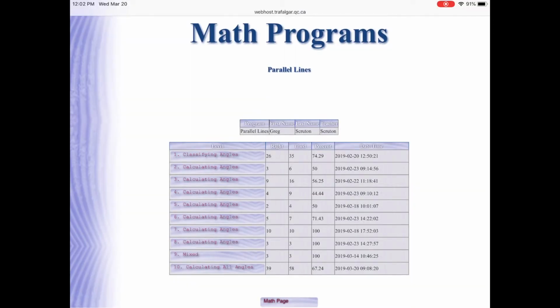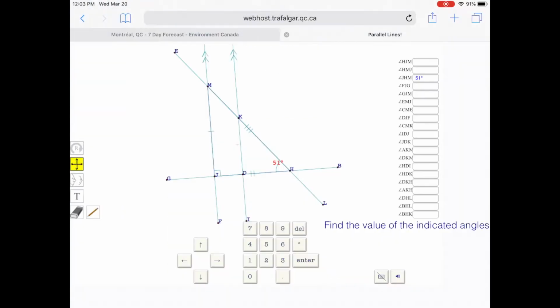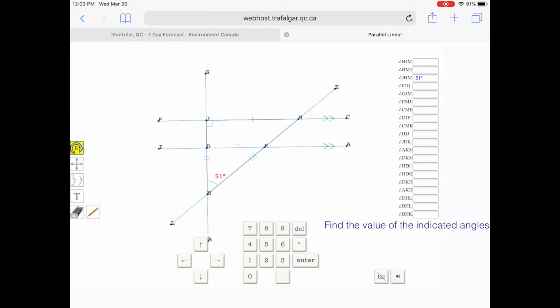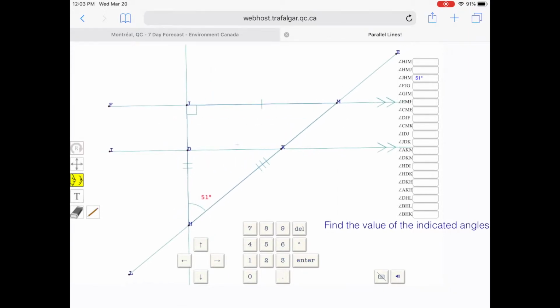On the iPad, I'm going to be looking at a level 10 example. I'm just going to rotate my shape to make my parallel lines horizontal. You don't need to do that. I'm also going to stretch my shape a little bit, just to make it easier to work on. I'm using the iPad. I'm going to click on the text boxes to fill in all my angles. This is the easiest way.